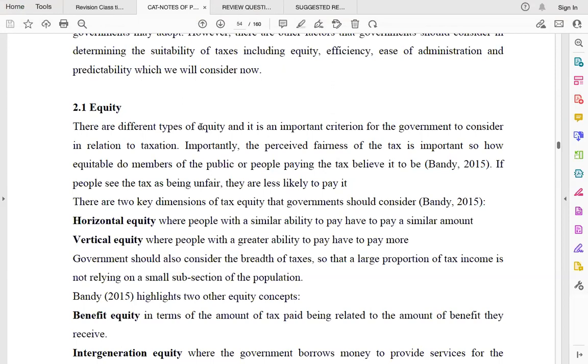So for the equity, horizontal equity is where people with similar ability to pay have to pay a similar amount, as we mentioned. Vertical equity is where people with greater ability to pay have to pay more. That is the perceived fairness of the tax system. The perceived fairness of tax. I hope this is clear.